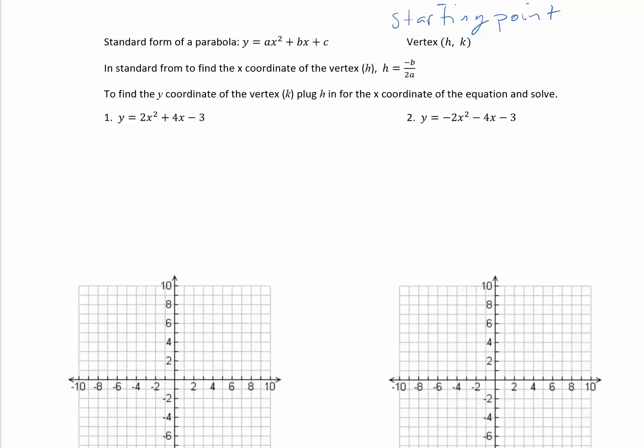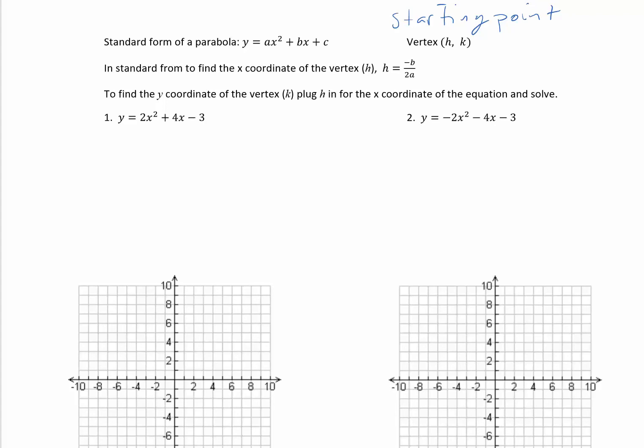It is a coordinate in the form of x comma y, but since it's special and it's the vertex, we call it h, k. H stands for the x value of the vertex. K stands for the y value of the vertex. The formula that you use to start to find h is right here: h equals negative b over 2a. A and b come from the coefficients of your variables in standard form.